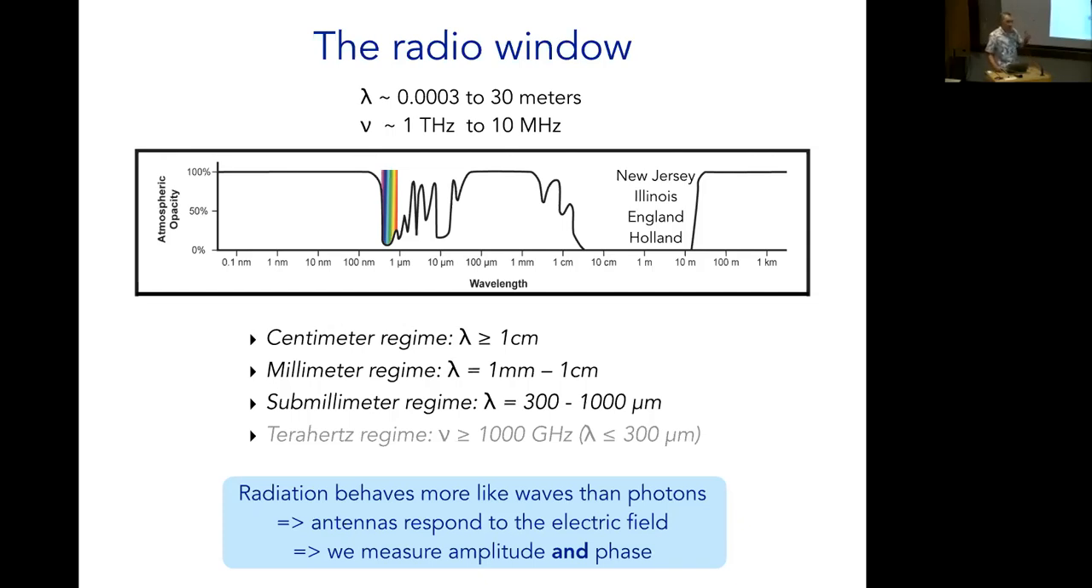Primarily, because we're looking at very low energy radiation, it behaves more like a wave than as a particle. So we don't measure the energy so much. That's possible in the submillimeter regime with bolometers, but we measure more the electric field. We look at the response of antennas to the passing radiation as an electric field. So we're measuring amplitude and phase, and that's really important for interferometry, as you'll see throughout this course.